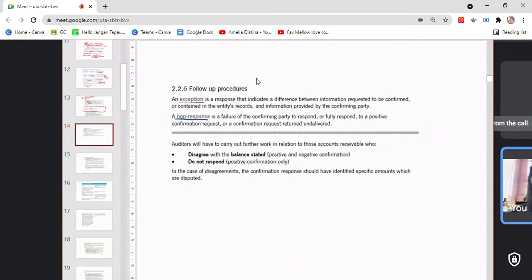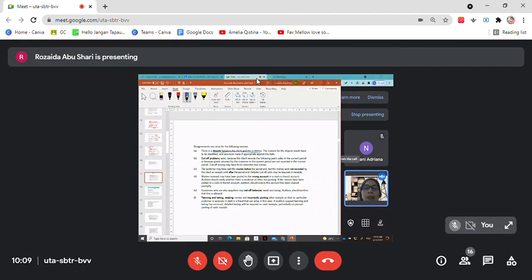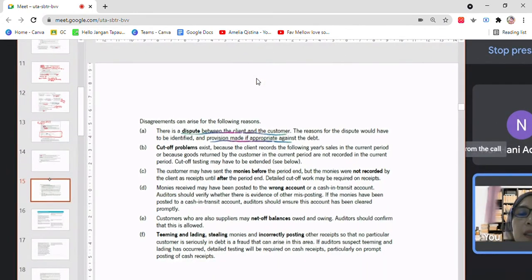The auditor will have to carry out further work in relation to those accounts receivable who disagree with the balance stated or do not respond. So what kind of disagreement might arise? Disputes between the client and the customer. The reason for a dispute may be the provision made on the bad debt, or a cut-off problem exists.